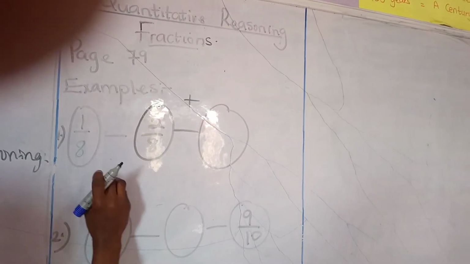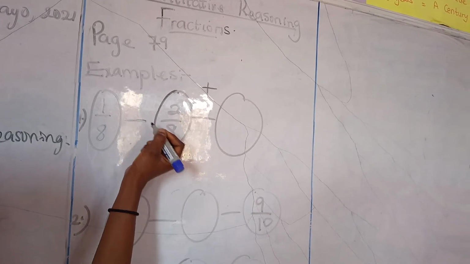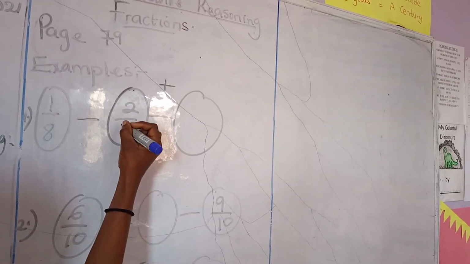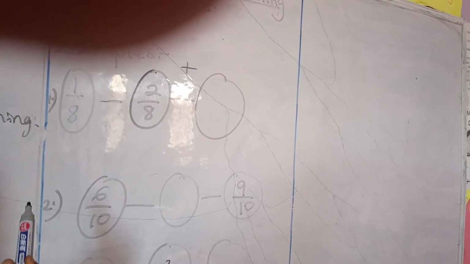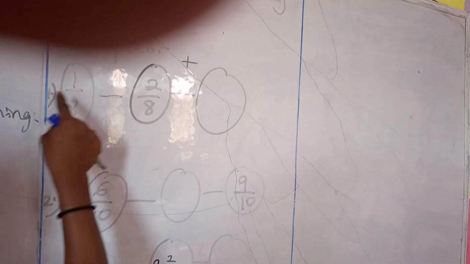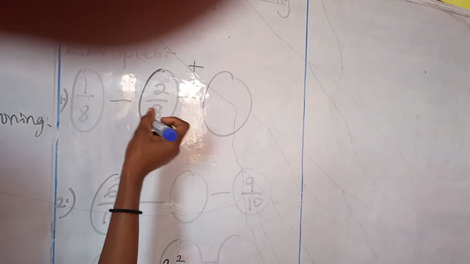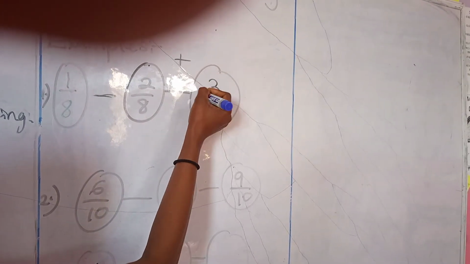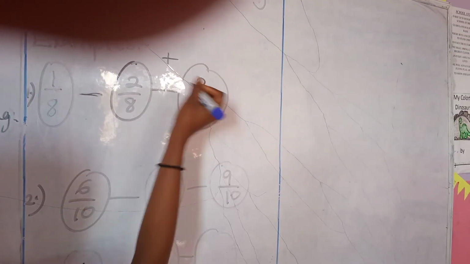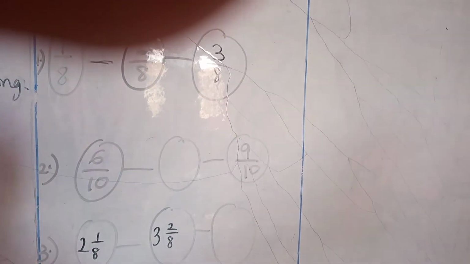Now let's start with the first example, 1/8. Then the second example, we are adding 2/8. What are we going to do? To add it together, it means we are going to add only the numerator together, while the denominator will remain the same number. So 1 plus 2 is equal to what? 3. Then our fraction is 3/8. Now let's go to example 2.